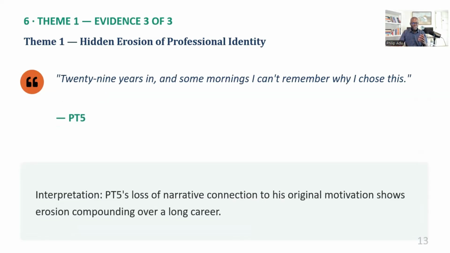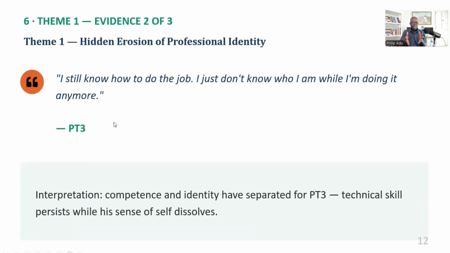And then this is the third one. So as you can see from the second one, let's look at the second one. You see the theme is about hidden erosion of professional identity. And see the quotation, right? "I still know how to do the job. I just don't know who I am whilst I'm doing it anymore."